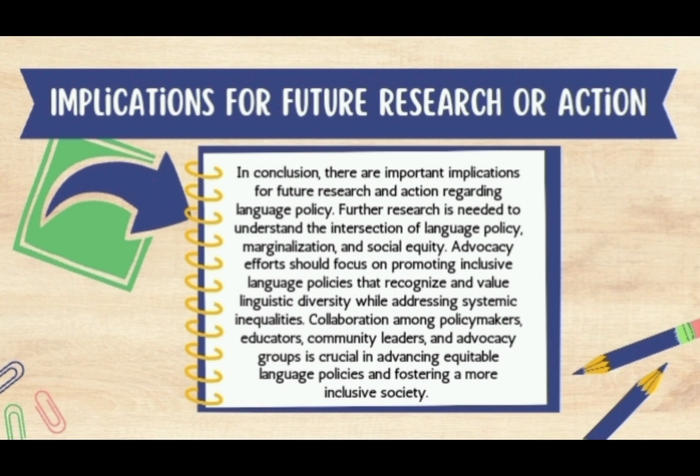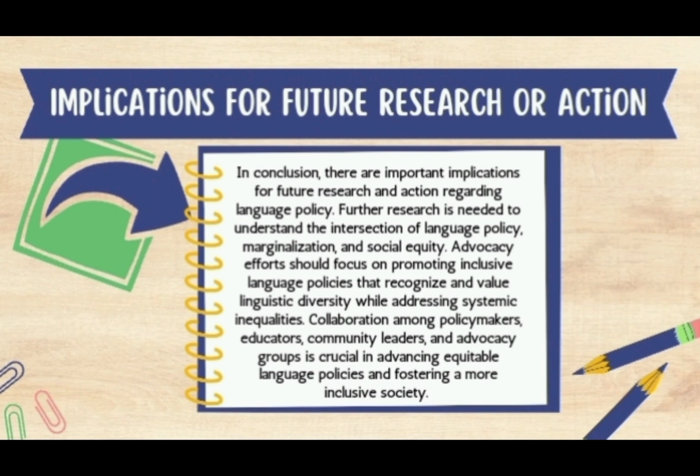So, in simpler terms, the way we make rules about language has a big impact on how fair and inclusive our society is. We need more research to understand how language rules affect different groups of people, especially those who are already marginalized. We should work together to create rules that include everyone and treat all languages with respect. This means that policymakers, teachers, community leaders, and advocacy groups need to work together to make sure everyone's voices are heard and respected.